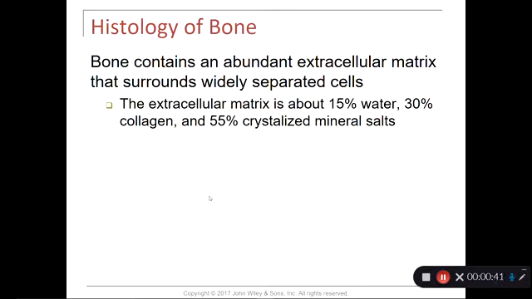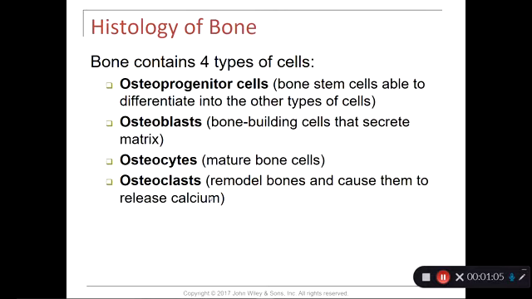So this extracellular matrix is made of 15% water, 30% collagen, and 55% crystallized mineral salts that love to hang out onto that collagen. That collagen is a protein. It's the starting point. It's where the osteons and the bone cells know where to build, how to build, and where to deposit those crystallized mineral salts.